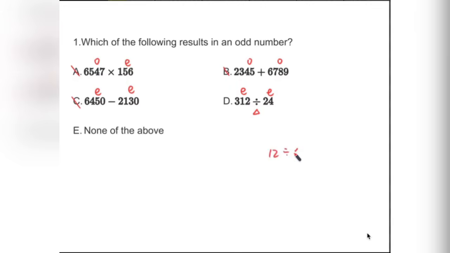What about 12 divided by 4? 12 divided by 4 is 3, right? So when it comes to division, you need to double check. Everyone can just calculate what 312 divided by 24 is. The answer is 30. So that is why for the first question, we choose D.